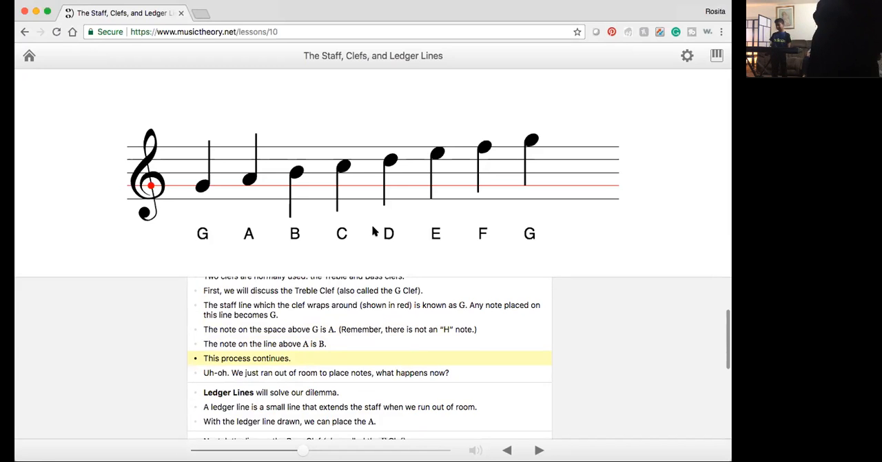Good. So, are you ready for some homework? Yeah? It's like, I have no choice, yeah. Okay. Now this is a site that I've given before. It's called musictheory.net.